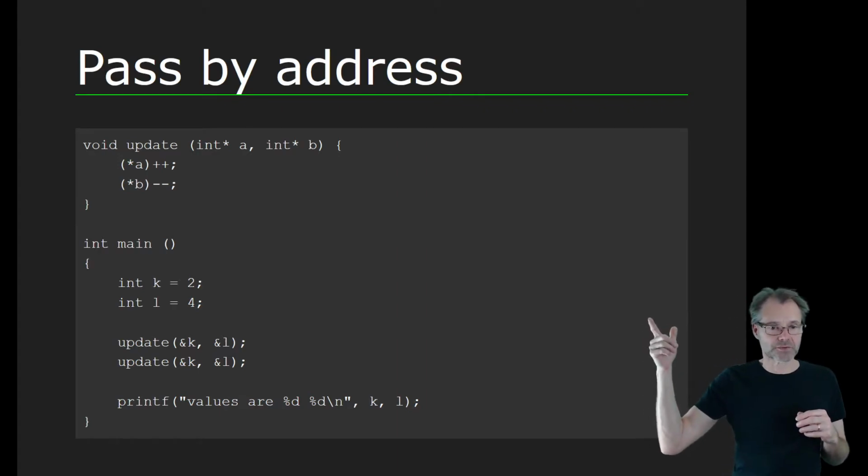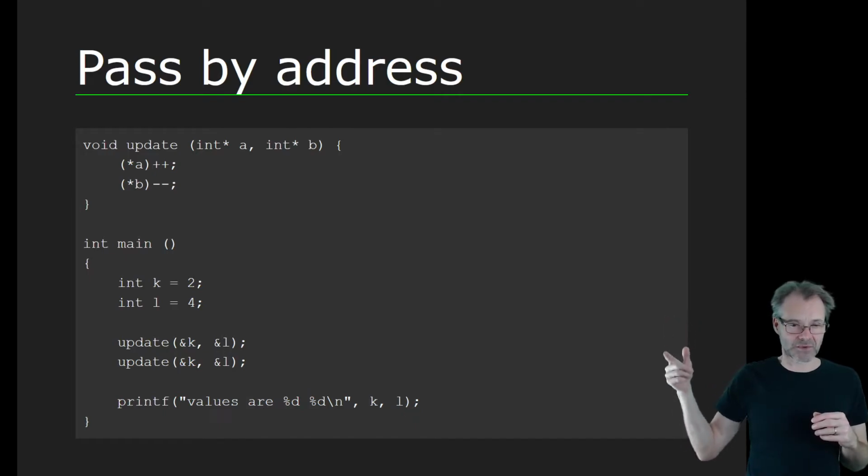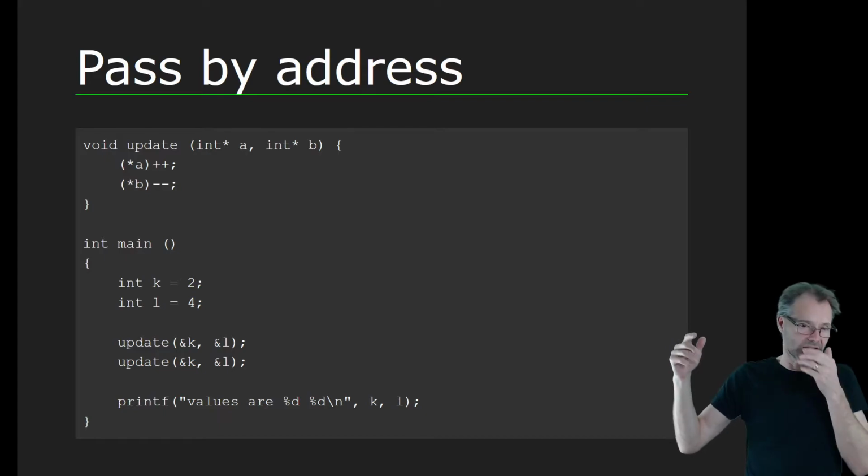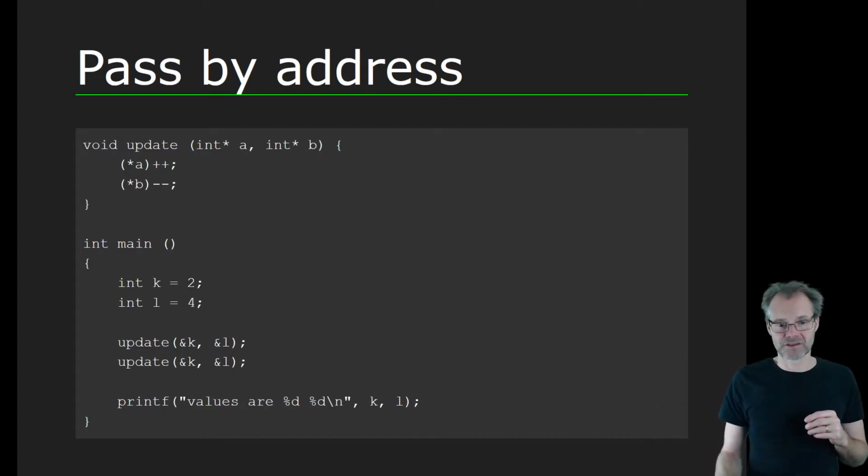So the general output of this main function would be: K is 2 at the start, L is 4 at the start. Then I would do update, so K is incremented, L is decremented, and then once again. So K will have a 4 and L will have a 2 after this execution is done.